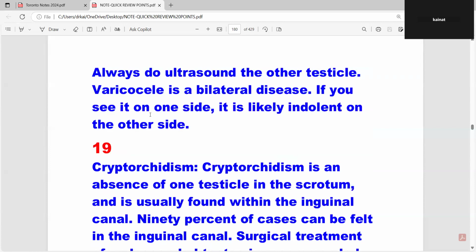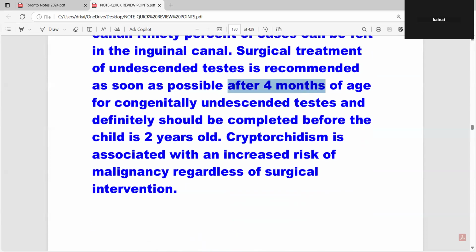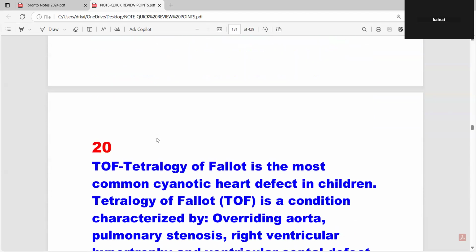Cryptorchidism is an absence of one testicle in the scrotum and is usually found within the inguinal canal. 90% of the cases can be felt in the inguinal canal. Then you do the surgery after 4 months, and it should definitely be completed before the age of 2 years. So after 4 months, before 2 years.